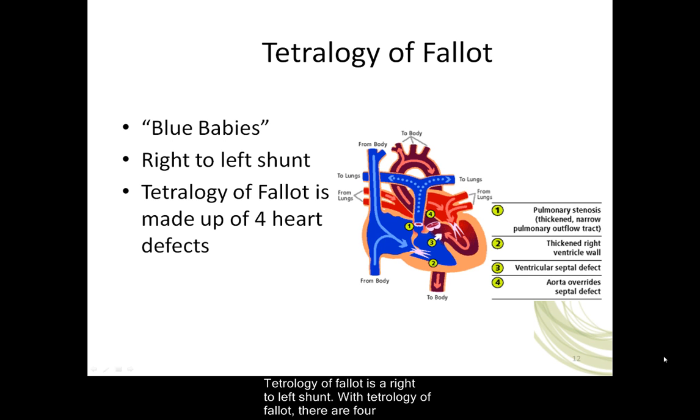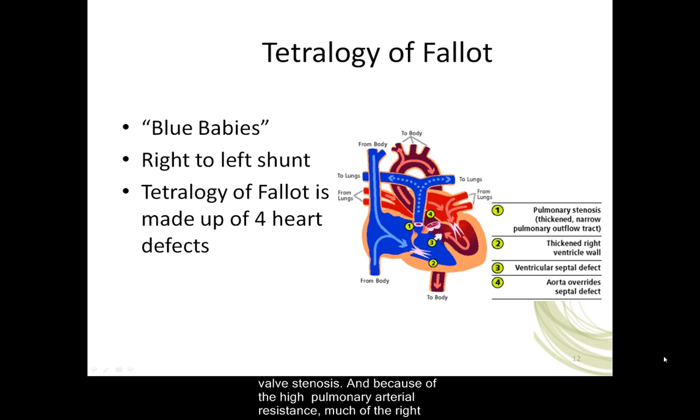Tetralogy of Fallot is a right to left shunt. With tetralogy of Fallot, there are 4 abnormalities of the heart. 1. The aorta is displaced over the ventricular septum and originates from the right ventricle. 2. A ventricular septal defect is also present, causing the right ventricle to pump both left and right ventricular blood through the aorta. 3. The pulmonary artery is narrow, and this is called pulmonary valve stenosis.